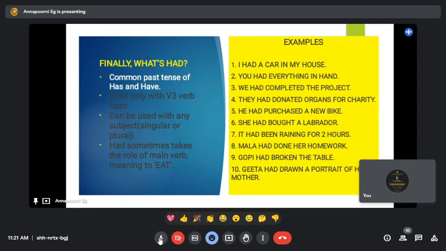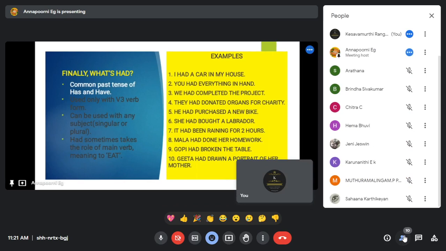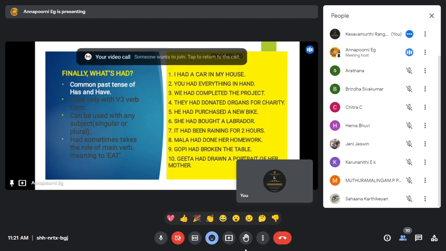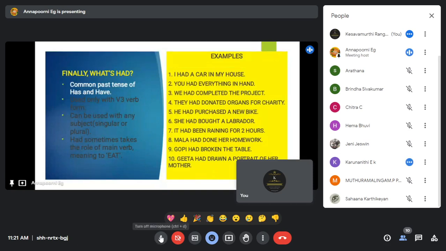Asmita, can you read the first three examples? Asmita. Asmita is not there in the meet. Okay. Kamini. Yes, ma'am. Kamini, can you read the first three examples?